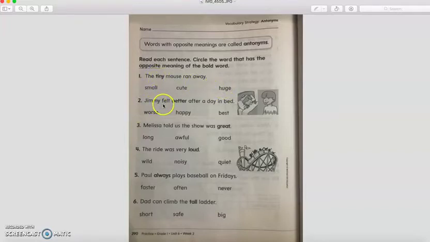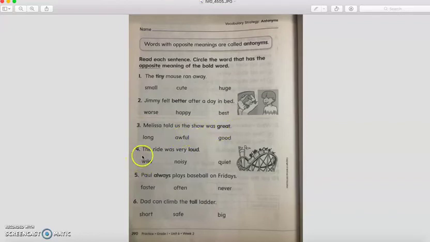Okay. Jemmy felt better after a day in bed. What is the opposite? Look at the picture. Here he is better. Here, how does he look? Happy, best, or worse? Okay, number 3. Melissa told us the show was great. Now, if something was really great, what's the opposite of great? Is it long or awful? Awful is the correct answer for this word.